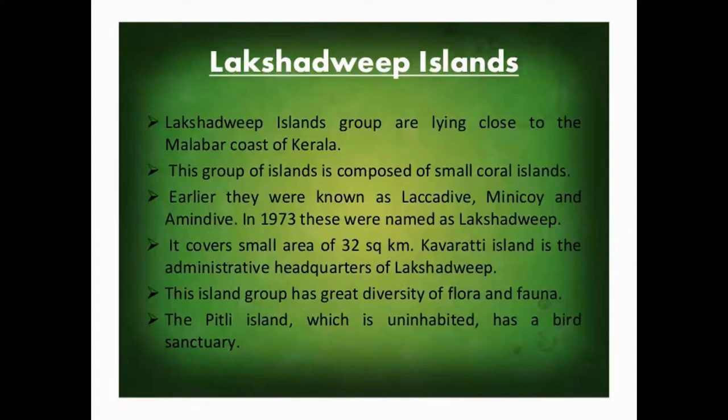All these islands have been built up by coral polyps and have fringing reefs very close to their shores. These islands lie 300 kilometers to the west of the coast of Kerala. So the Lakshadweep Islands are close to the Malabar coast of Kerala. This group of islands is composed of small coral islands. Earlier, they were known as Laccadive, Minicoy, and Amindivi.